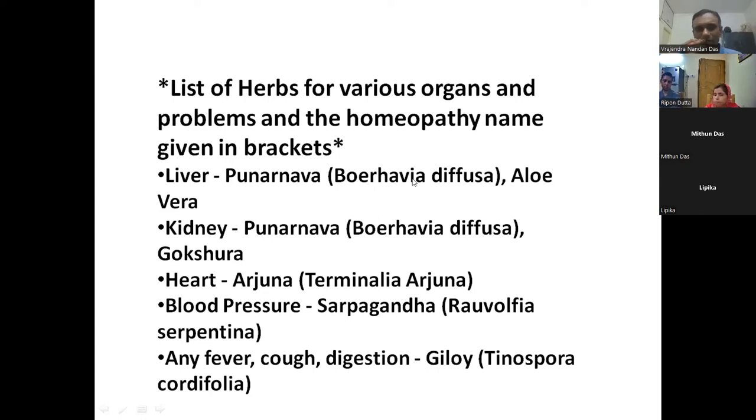So similarly, for the kidney it is again Punarnava and Gokshura, another herb. For the heart it is the Arjuna herb, and in homeopathy it is called Terminalia Arjuna.